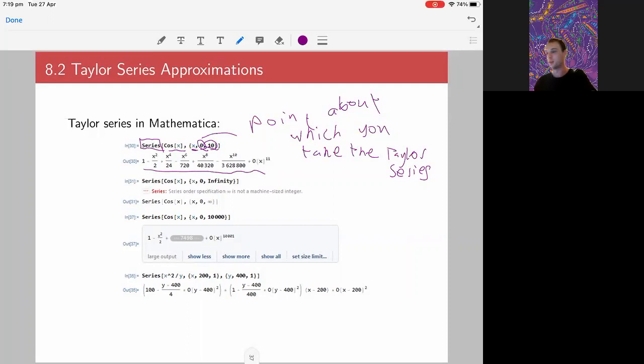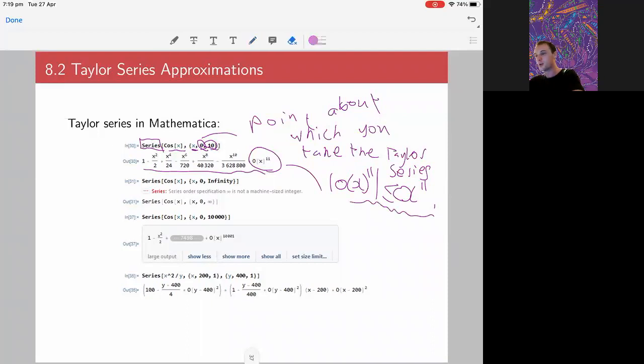1 minus x squared on 2 plus blah, blah, blah. Plus this is basically the error term. What this means, strictly speaking, is that O of x to the 11 is bounded by some constant times x to the power of 11. Exactly what this means, you don't need to worry too much, but what you need to know is that this is the error term. This is Mathematica telling you, I've given you the first 10 terms of the series, but there are others out there. They're not too important, but there are others out there. So this is what happens if you tell Mathematica to give you 10 terms of this Taylor series.